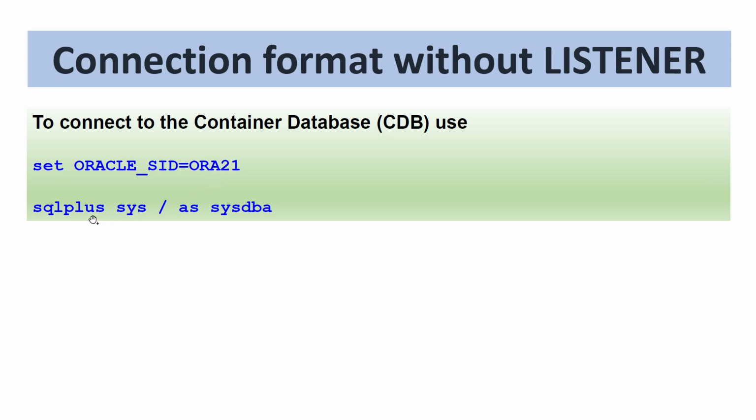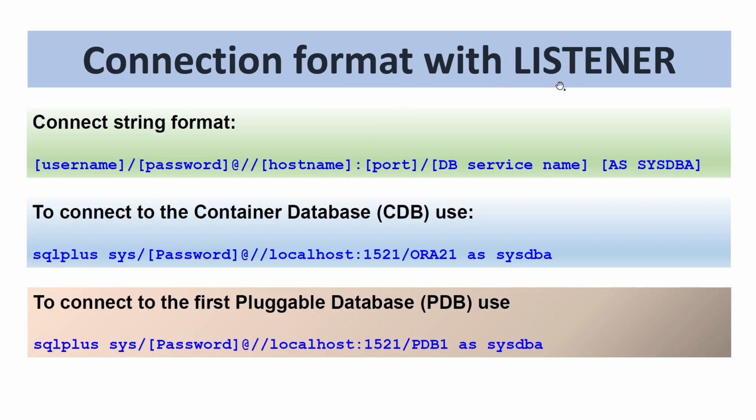And then when you say sqlplus sys as sysdba, you will be making a connection as sysdba to the container database. So this method will directly connect you to the container database. This method will only work on the machine where you have installed the Oracle database or where the Oracle database is running. If you want to connect with the listener, then the format would be username, password at hostname, port, the default port, and in the case of Oracle, the default port is 1521, then the DB service name as sysdba.